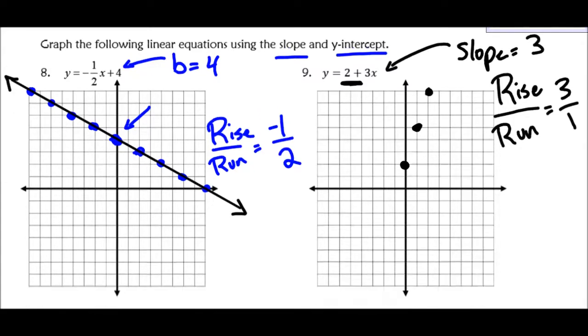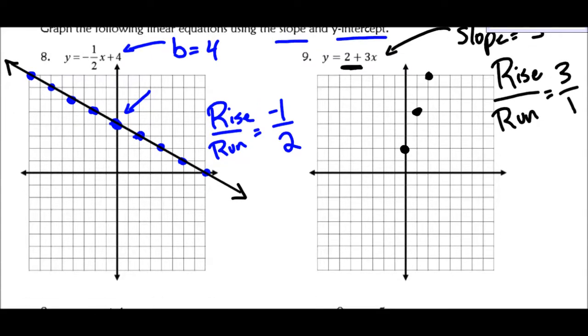Sometimes you will have to count backwards. So we'll need to know that we have to go back 1 and down 3 to get to the previous point. Back 1, down 3, back 1, down 3. That gives us the 3 points that we need. Kind of missed a little bit. We also want to make sure that we have 2 arrows. It goes on forever in both directions.